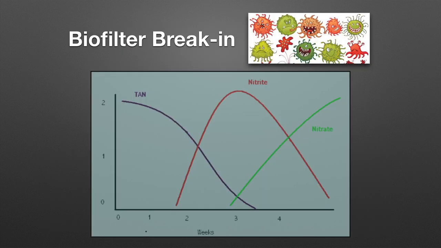This slide depicts the biofilter break-in process. As you can see, the ammonia starts out high, and that's where we would add ammonia to the system. As the bacteria start to colonize the biofilter, you can see a drop in the total ammonia, and then later an increase in nitrite. So the Nitrosomonas first colonize the biofilter, and then the Nitrobacters start to colonize when you see a drop in nitrite and an increase in nitrate. This process generally takes about 4 weeks.